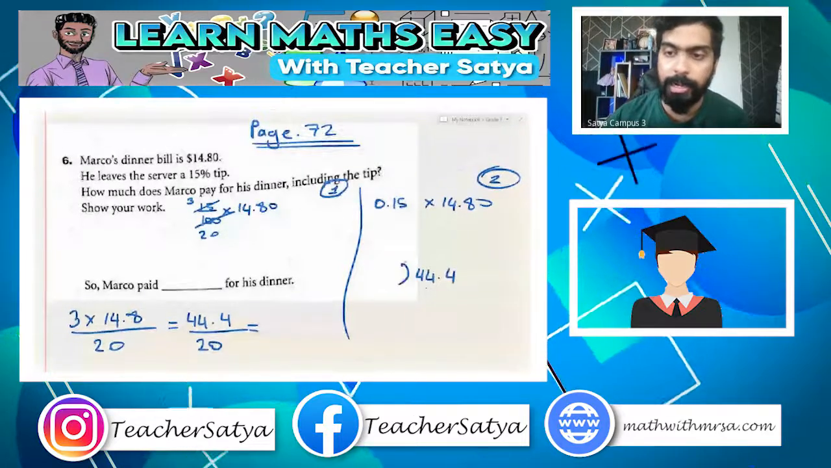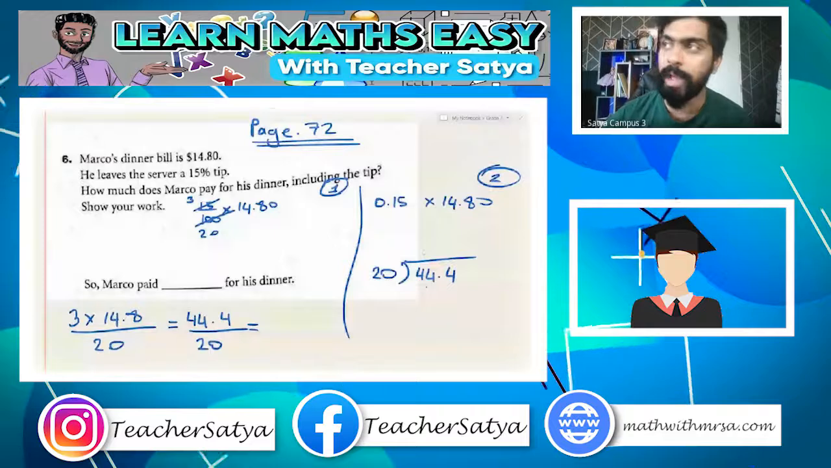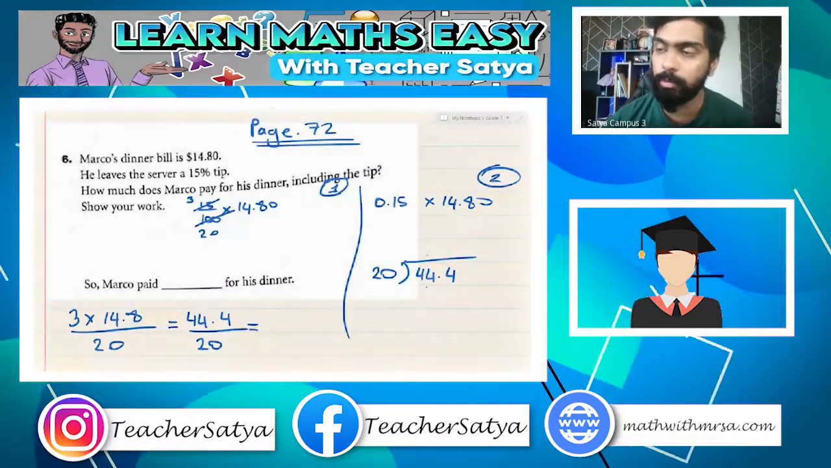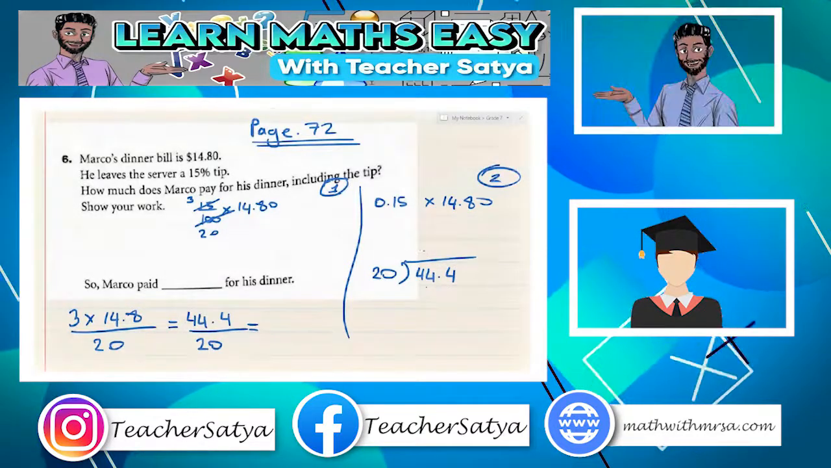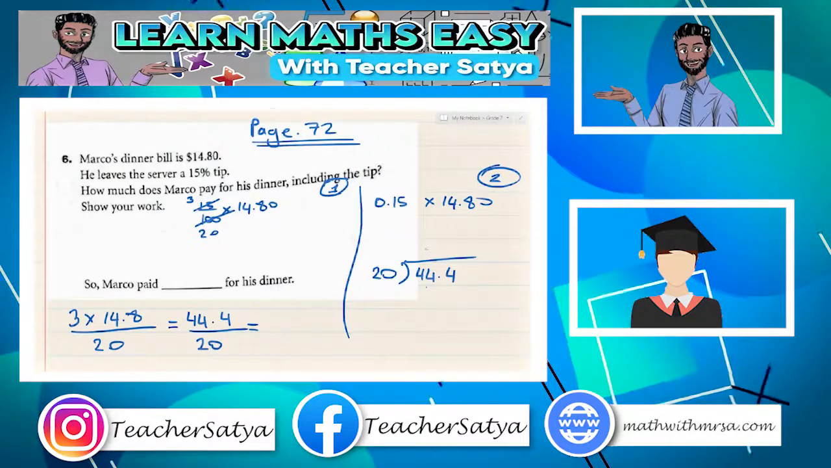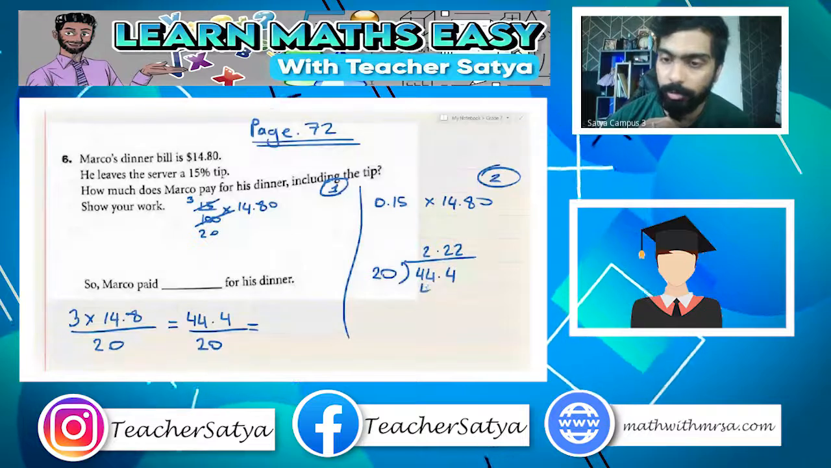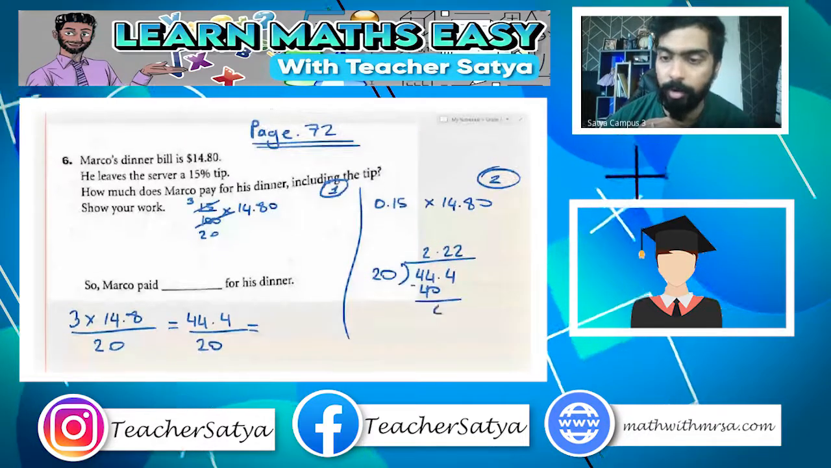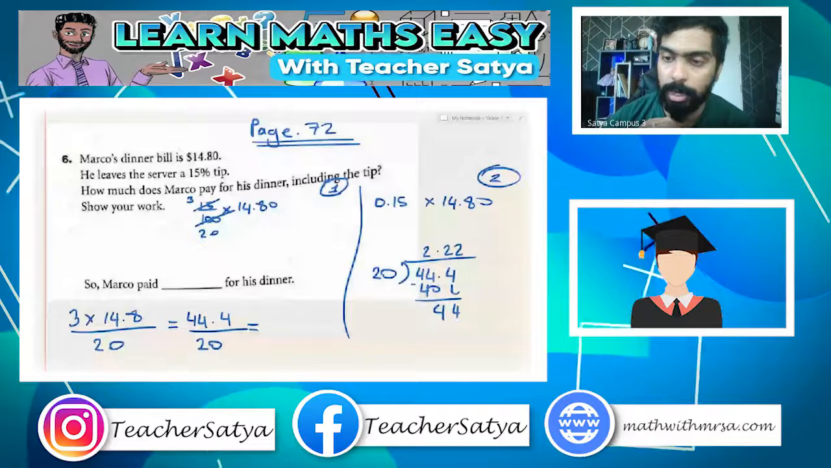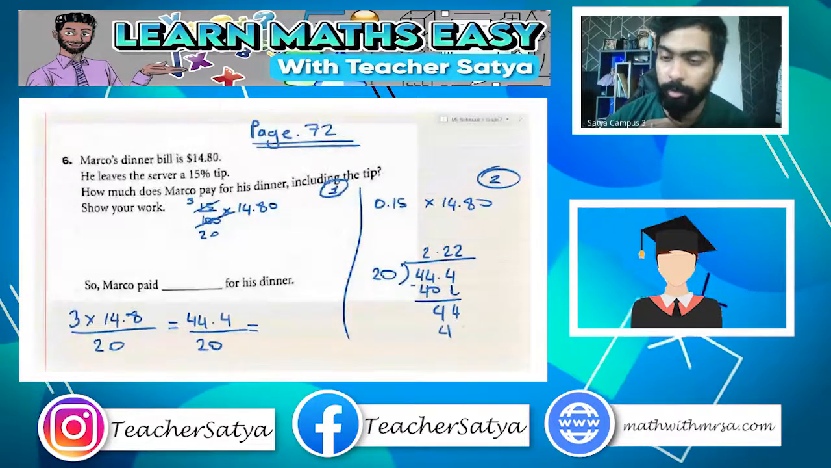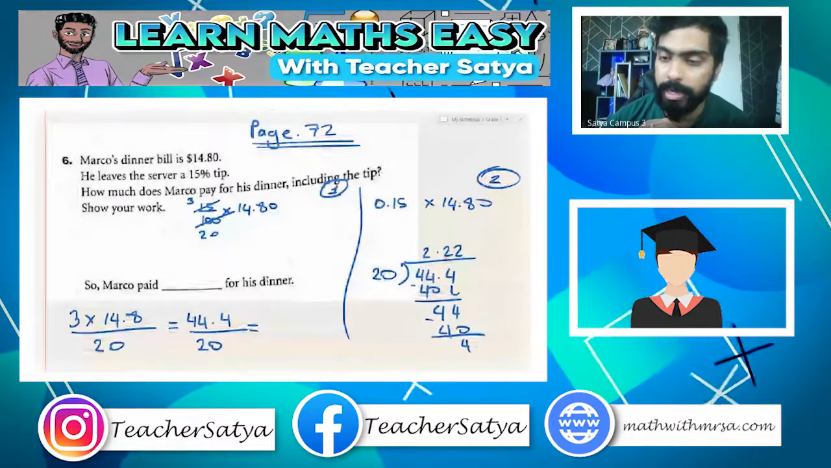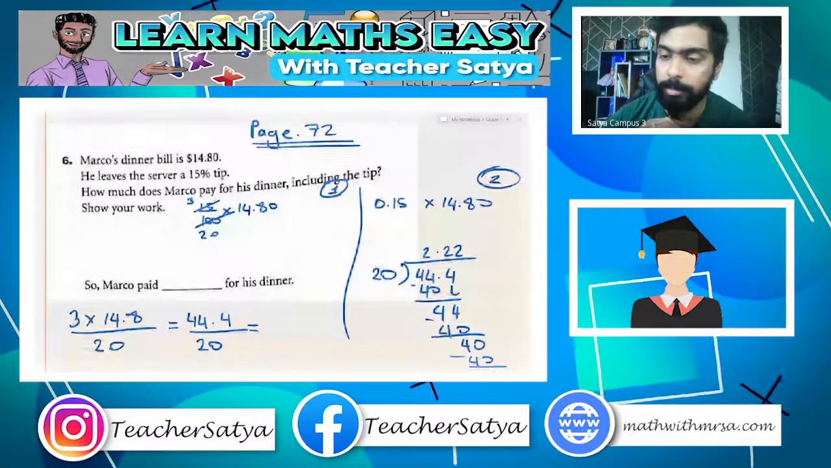44.4 divided by 20, yes? All right, what will we have here, Toby? On the top, the quotient, what do we have? 2.22. So we have 2.22 will be the answer. So 20 times 2 is 40 minus 4, and 4 will come down, put a point. And we add 0, and then we have the remainder, right?